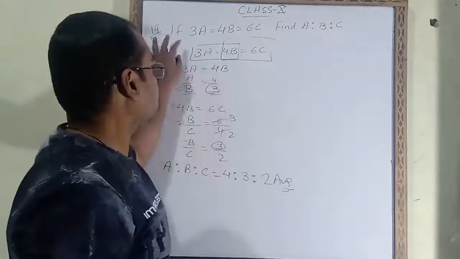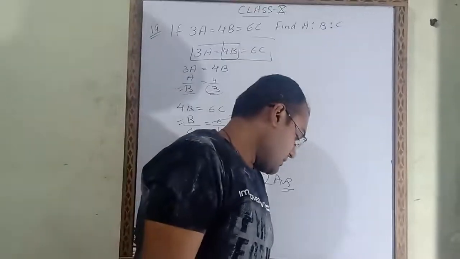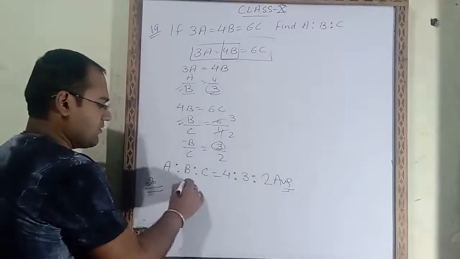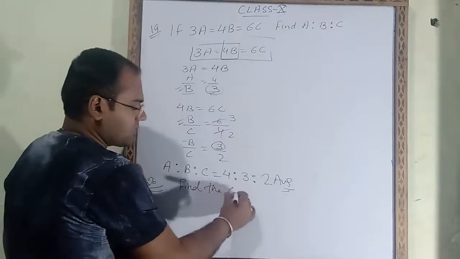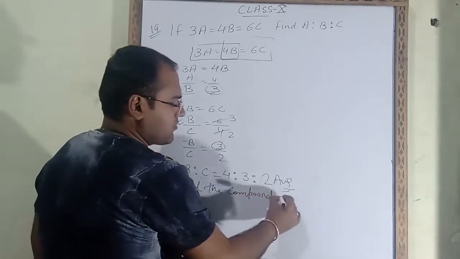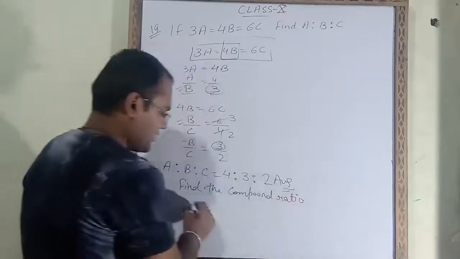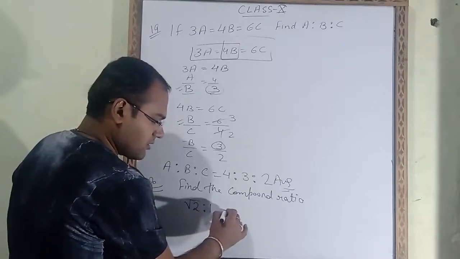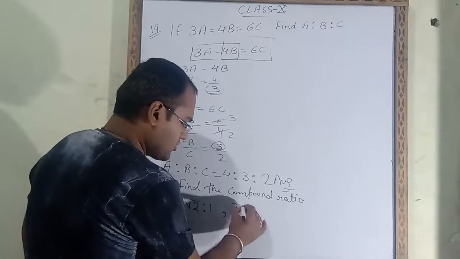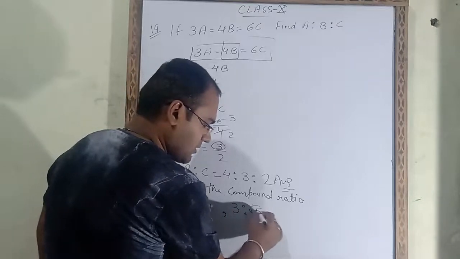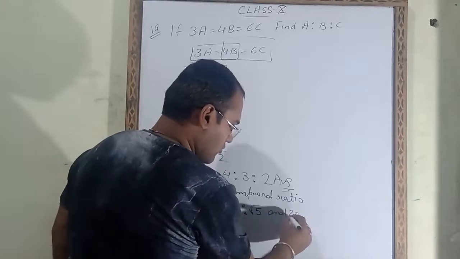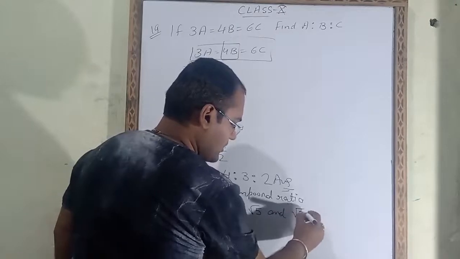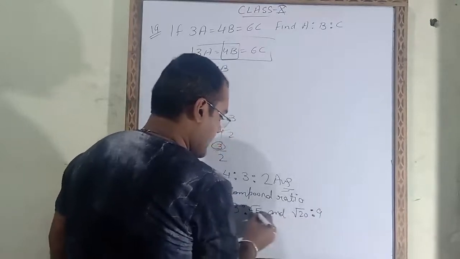So like this you have to do such questions. Now question number 20. We have to find the compound ratio. The question is root 2 ratio 1, 3 ratio root 5 and root 20 ratio 9. So this is the question.